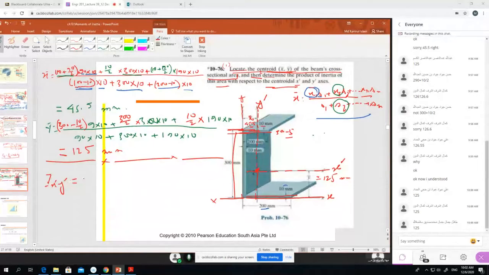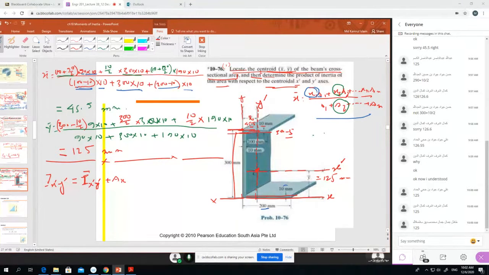And the product of moment of inertia, we learned already before. If you forgot, the product of moment of inertia with respect to the centroidal axis is equal to the moment of inertia through the section's center of gravity, plus area times dx dy, we learned before, right?